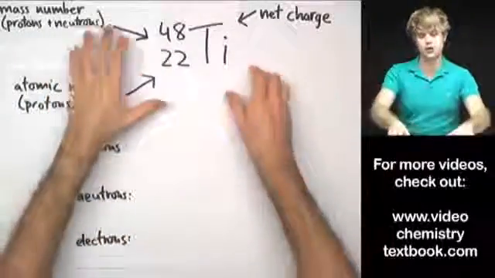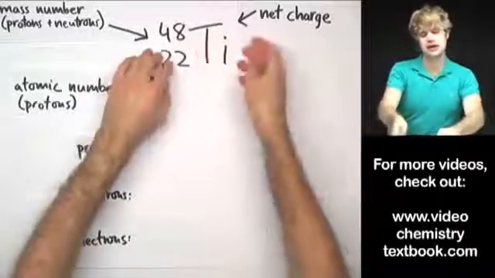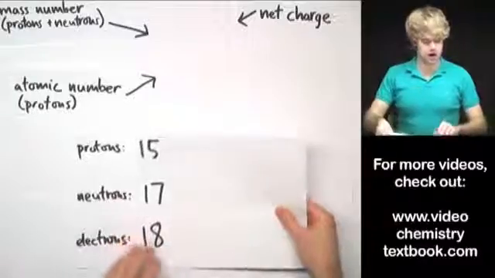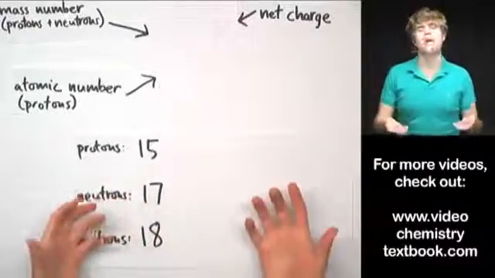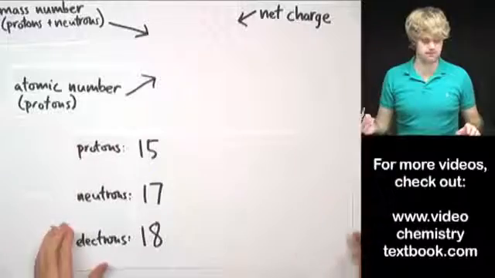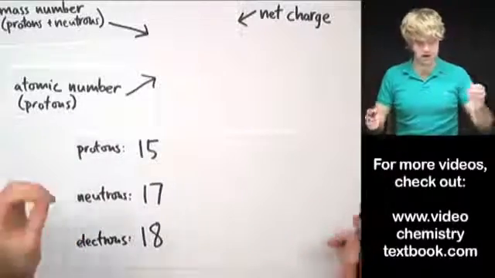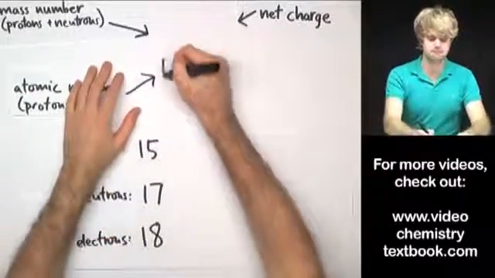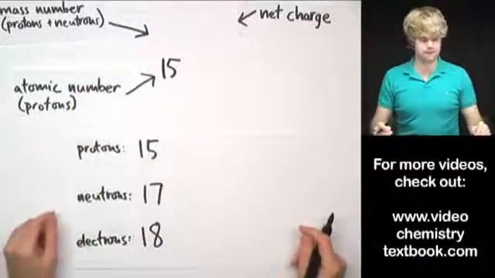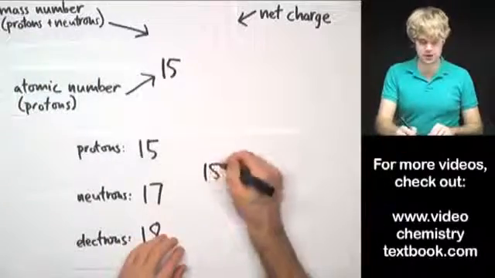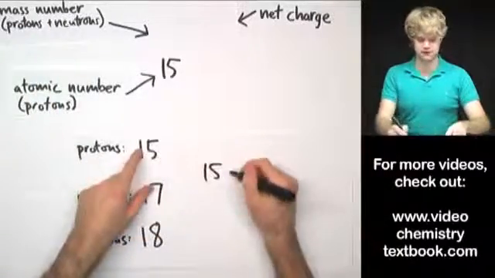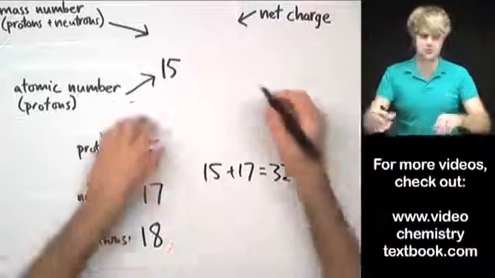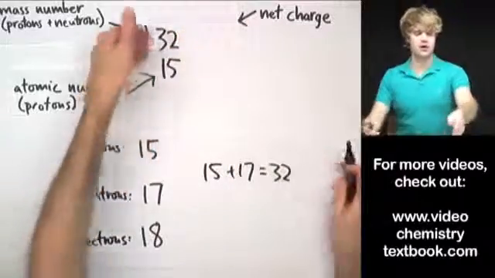Okay, so now I want to go in the other direction. Instead of taking a symbol and finding out the number of protons, neutrons, and electrons, I want to start with protons, neutrons, and electrons. I already know how many I have, and I want to write this symbol here. Let's start with the atomic number, 15, the number of protons. I'll write that in right here. Now how about the mass number? Well, the mass number is protons plus neutrons, so I'll take 15, add it with 17, and I'm going to get 32. So that's the number that goes up here, 32 for the mass number.